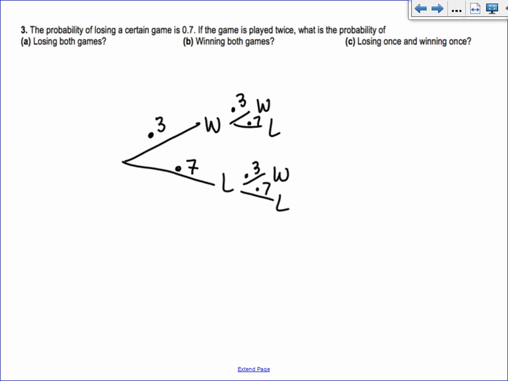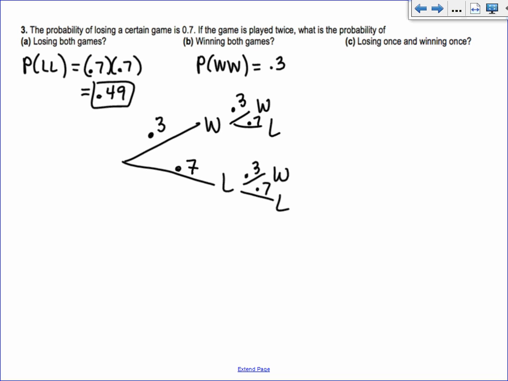So the probability of losing both games would be 0.7 times 0.7, which is 0.49. The probability of winning both games would be 0.3 times 0.3, right, which is 3 over 10 times 3 over 10, so it's 9 over 100. So we read that as 9/100, 0.09.